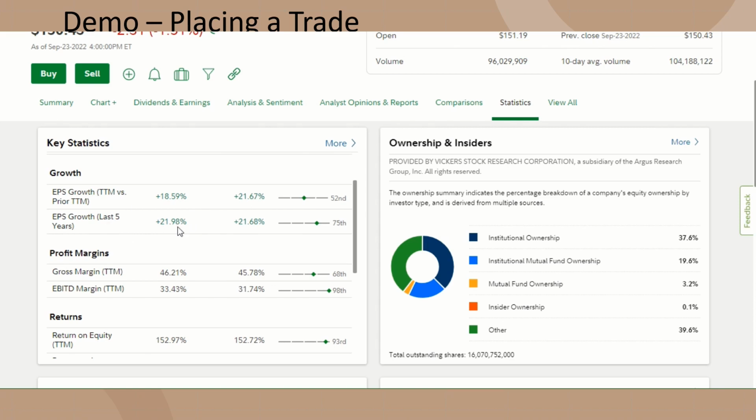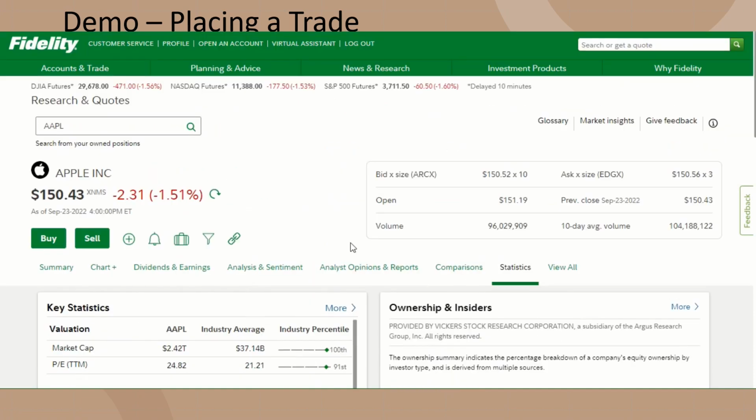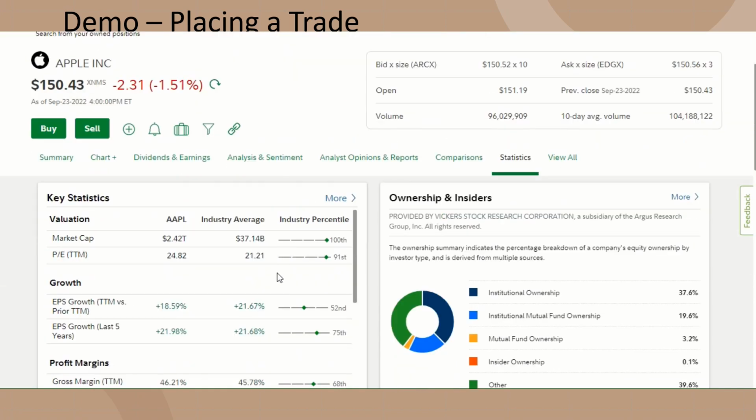EPS growth last 5 years is 21.98, slightly better than the industry standards. And gross profit margin is 46.21, which is also slightly better than the industry margin. And earnings before interest, tax, and depreciation, which is 33.43, is also slightly higher than the industry average. So all these indicators give you a good idea about the stock, and based on which you can make a decision whether to buy the stock or not.